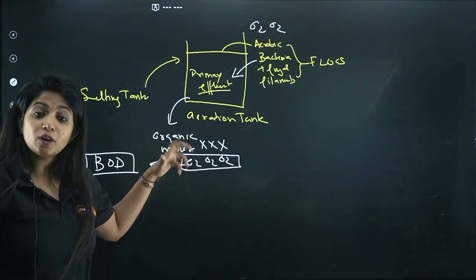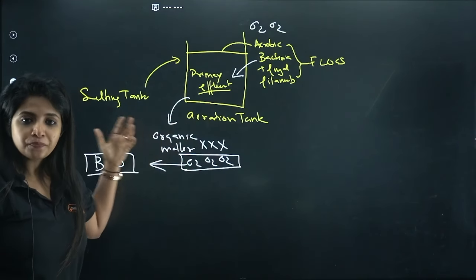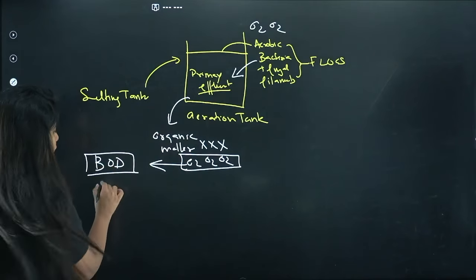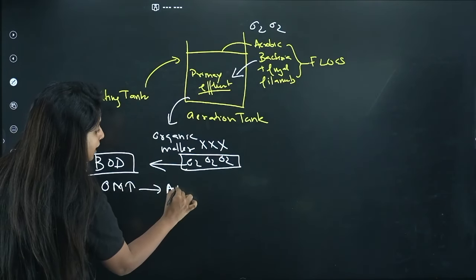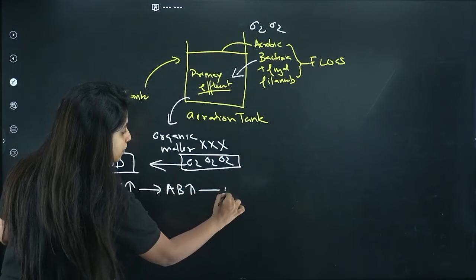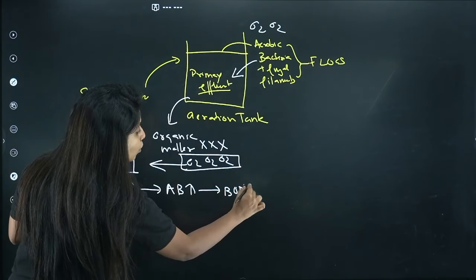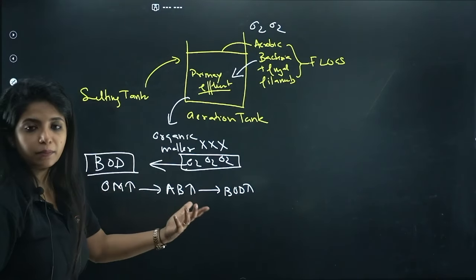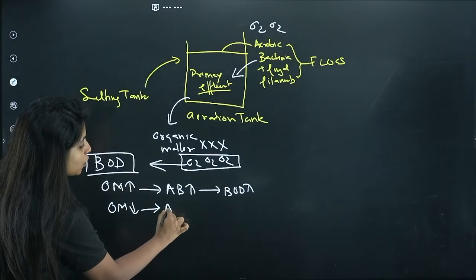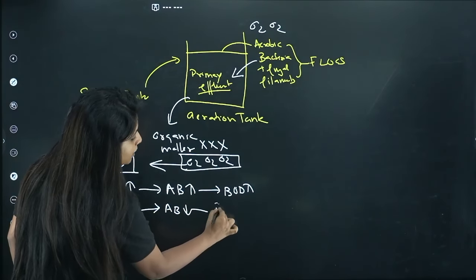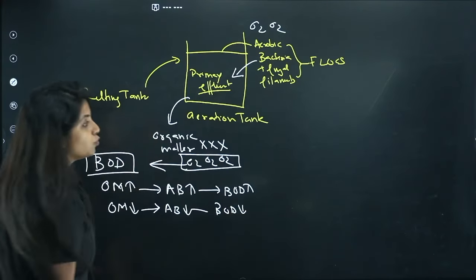That means aerobic bacteria will also be way too much. So the thing is very simple. If organic matter is too much, that means aerobic bacteria is also going to be too much, which means too much BOD is required and oxygen demand is very high. If the amount of organic matter is less, aerobic bacteria is going to be less, and biochemical oxygen demand is also going to be less.